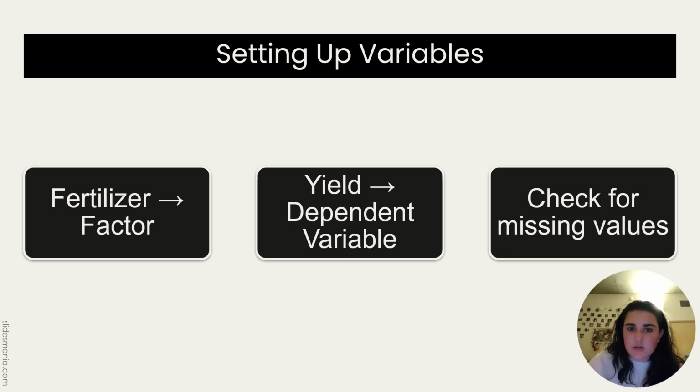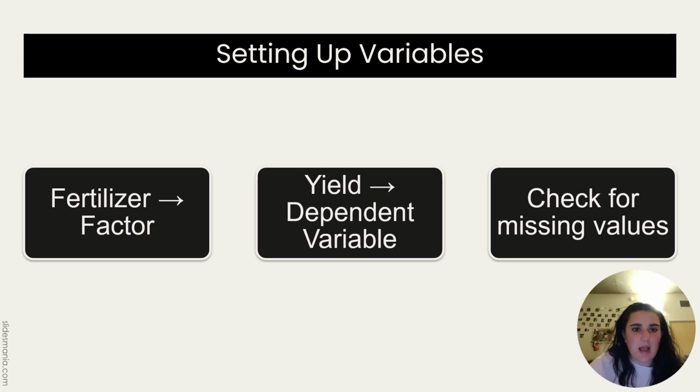Now that we've confirmed the data structure, it's time to tell SPSS how to use these variables. You're going to set fertilizer as the factor. This is the independent grouping variable. Next, you're going to set yield as the dependent variable, the continuous outcome we want to compare. When setting up the Anova, SPSS needs to know which is which so it can partition the variance properly. Also, it's so important that you double check for missing data here.